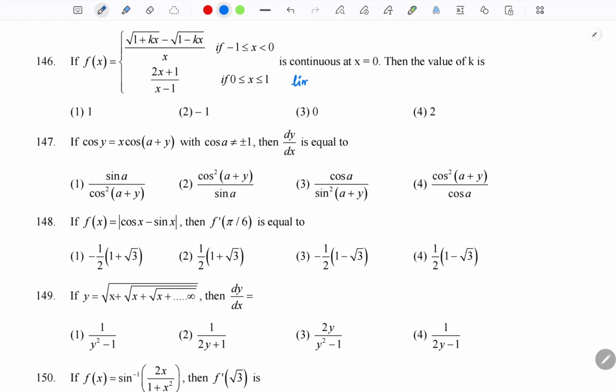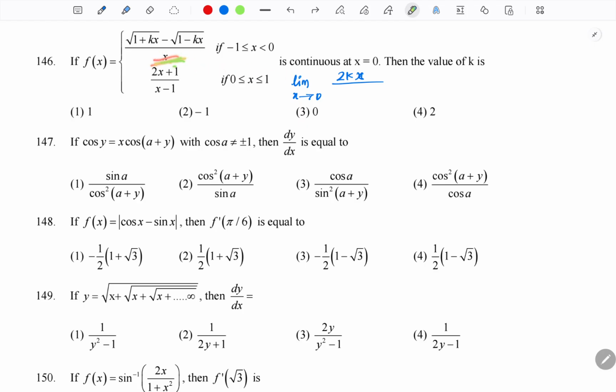Limit x approaches 0. If I take the rationalization here, what will we get? a plus b into a minus b. Then 1 and 1 will cancel, and we get minus of 2kx. So 2kx is the numerator, dividing by x here, as x goes to 0.